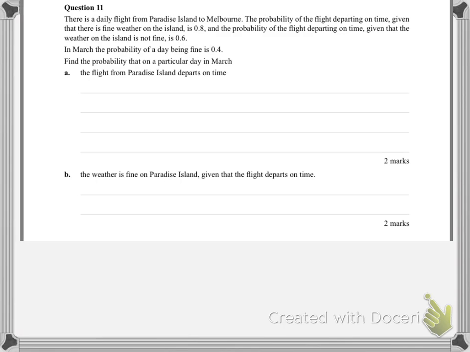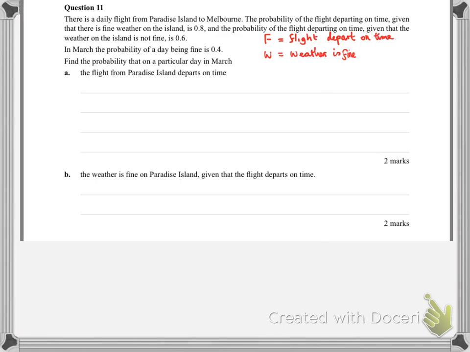Alright, we're coming close. This is almost the last question. Question 11, big probability question. Now this one requires a tree diagram. Now there's a conditional probability events happening. We've got one event which we're going to call F, and it's that flight departs on time, and the second event is that weather is fine.